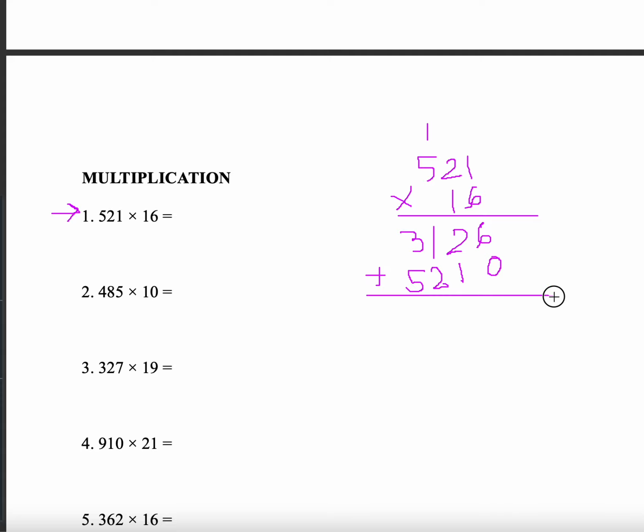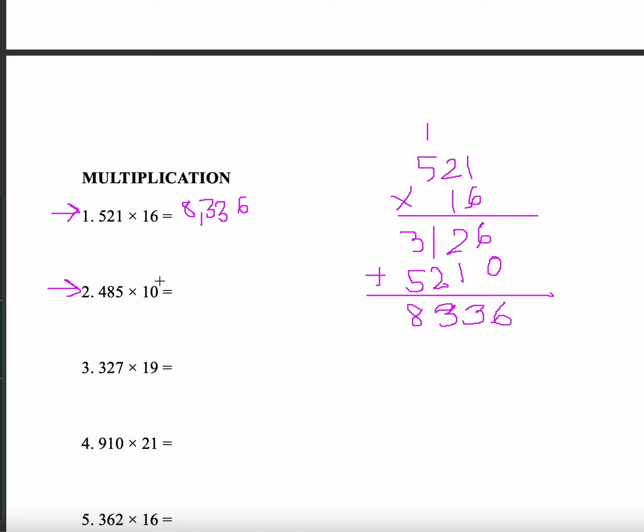Now we can add it all together. 6 plus 0 is 6. 2 plus 1 is 3. 1 plus 2 is also 3. And then 3 plus 5 is 8. So 521 times 16 is 8,336. And if we look at number 2, we can use this trick again.